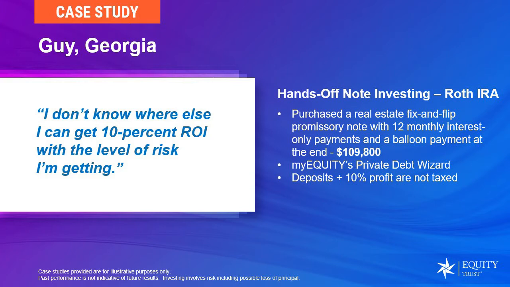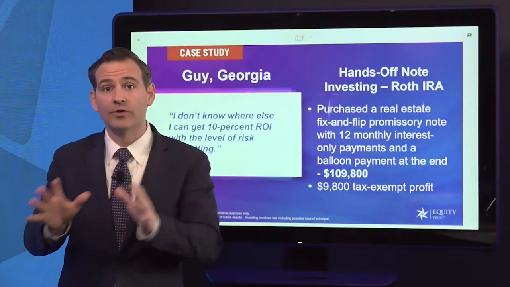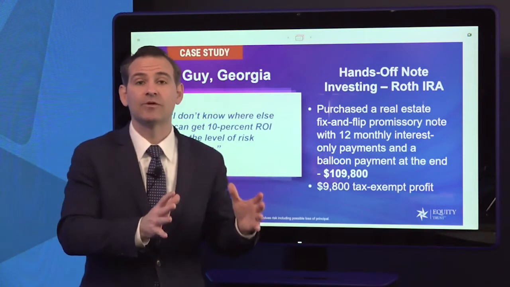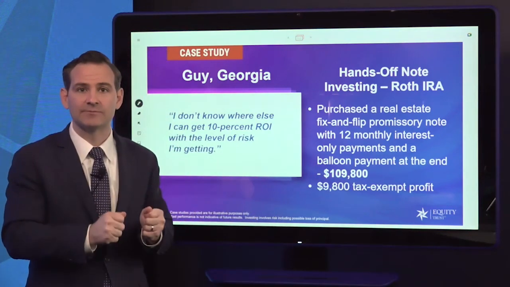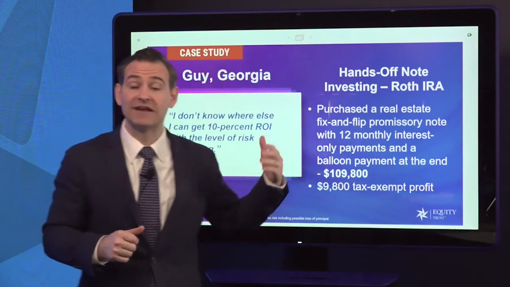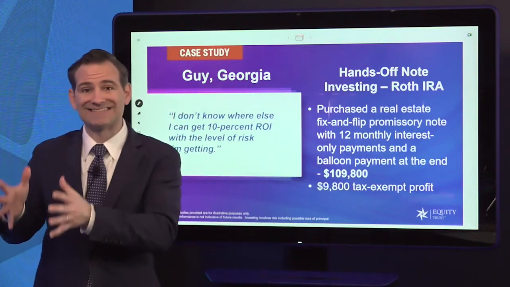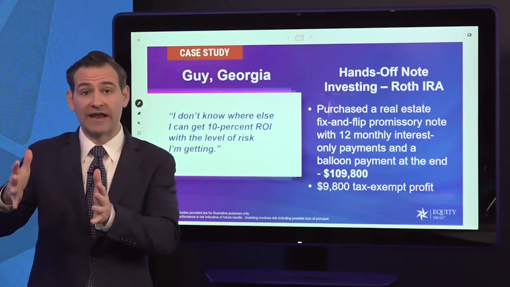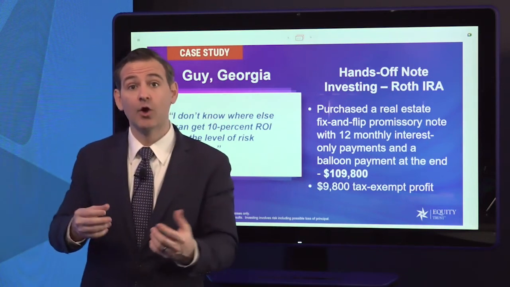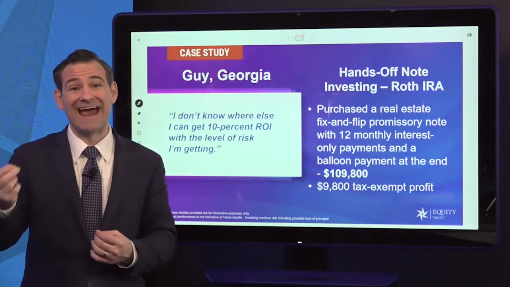The loan paid off in just under 12 months because the house was bought, renovated, and sold in just under 12 months. The $9,800 in profit went back to Guy's IRA, which was tax exempt. Really important to understand that when lending money with non-retirement dollars, interest income is subject to ordinary income tax rates. In a self-directed IRA, you're in a tax exempt environment, and you'll be able to create wealth and grow the accounts either tax deferred or, in the case of a Roth IRA, tax free.